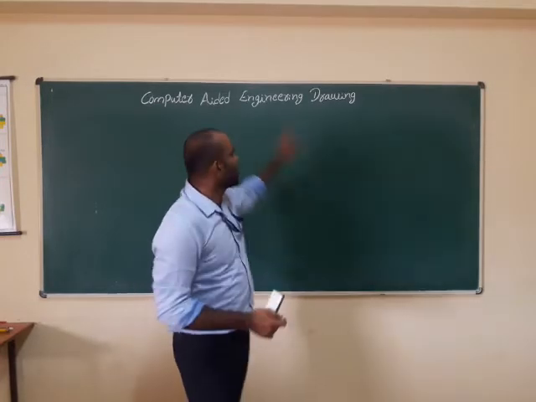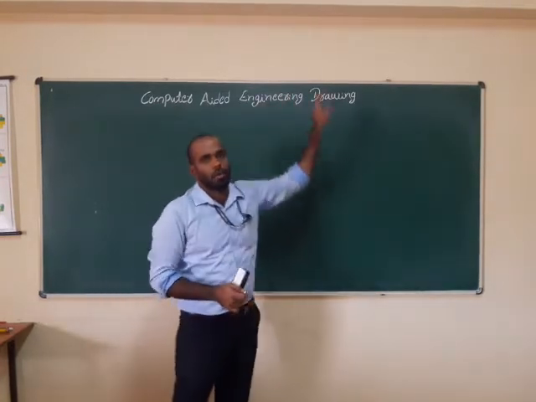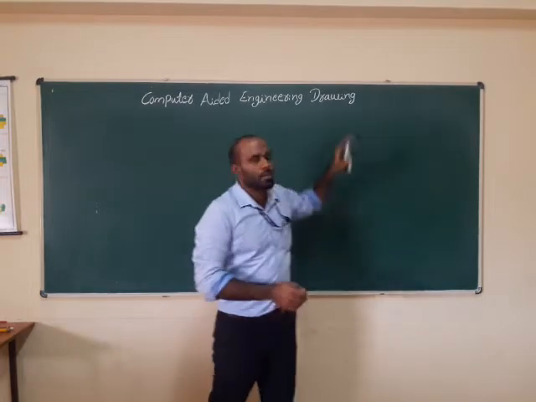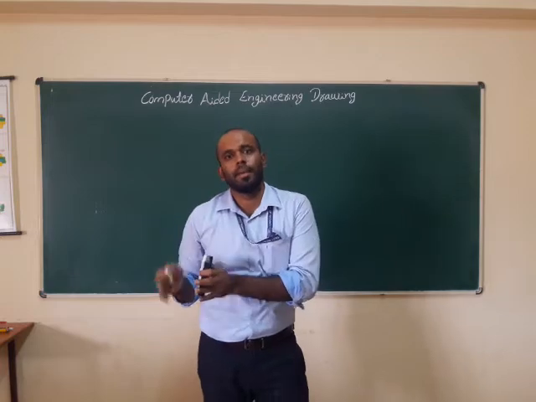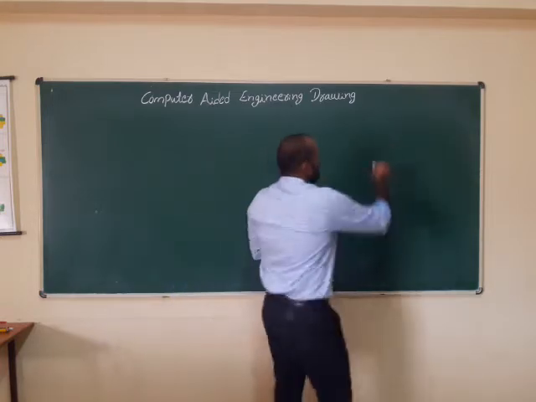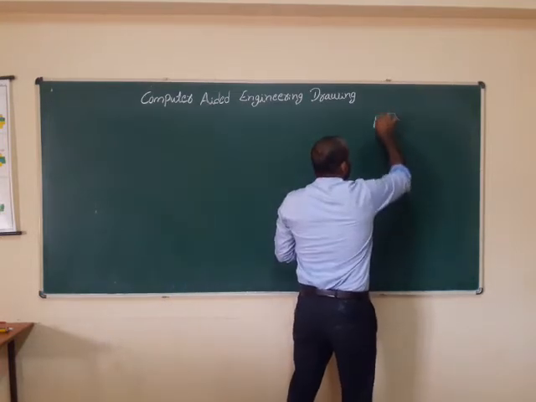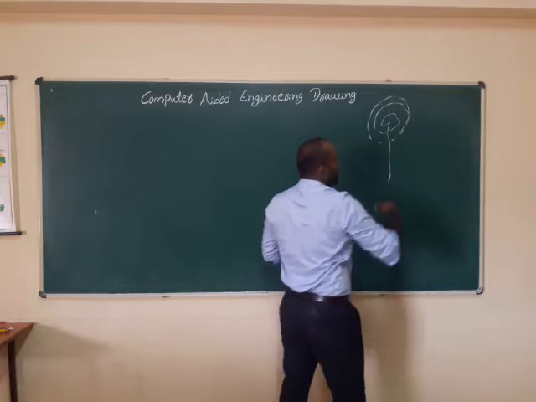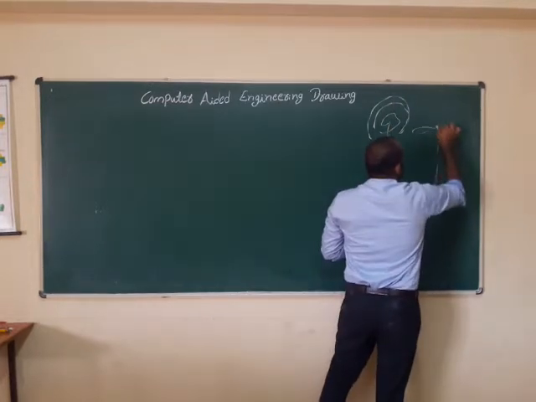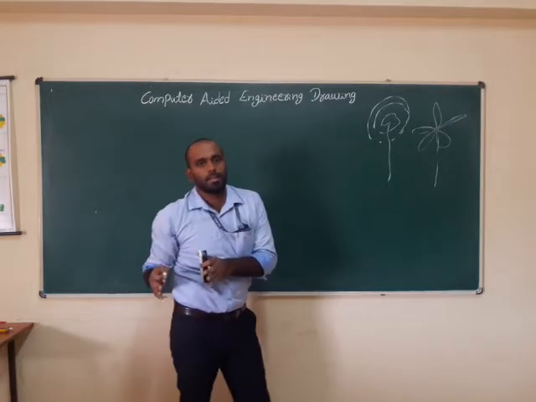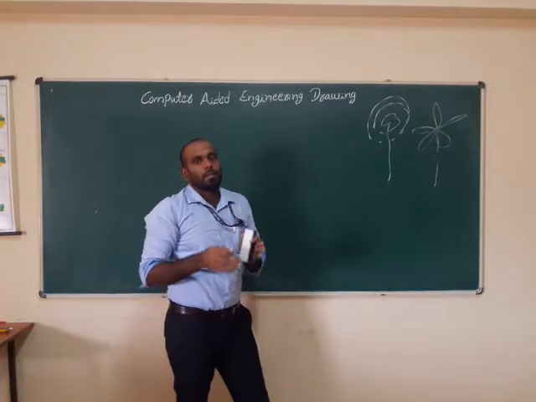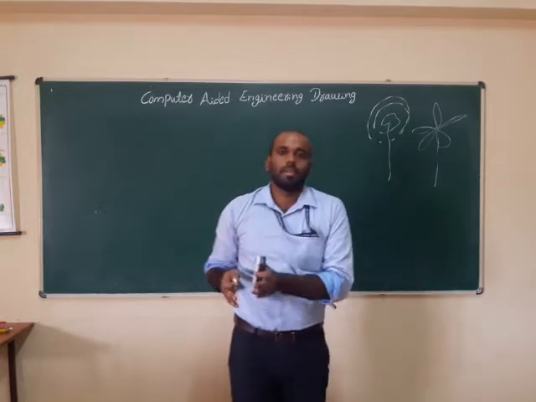Today I am discussing Computer Aided Engineering Drawing. First, I will learn what a drawing is. Drawing is a graphical representation of an object. For example, I will take a flower as an object. Someone writes this type of flower, someone writes different types of flower. This is a freehand sketch. The drawing is a graphical representation of the object.